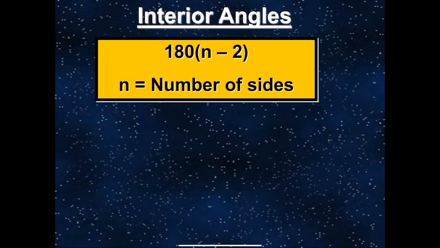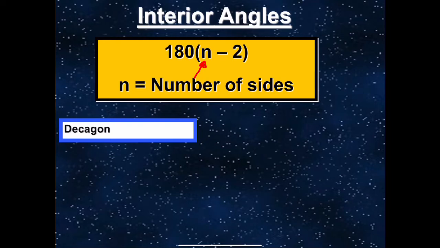So right here, this is a formula. This formula is going to give you the number of degrees that are in any polygon. All right, so what we're saying here is we've got 180 times n minus 2. So n represents the number of sides.